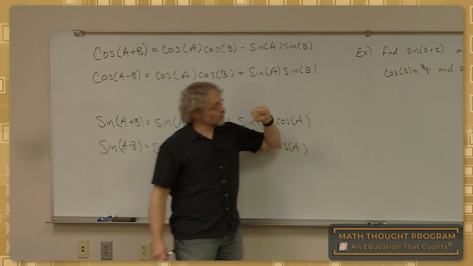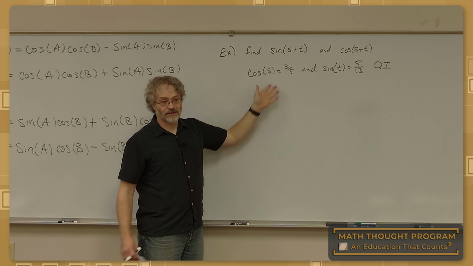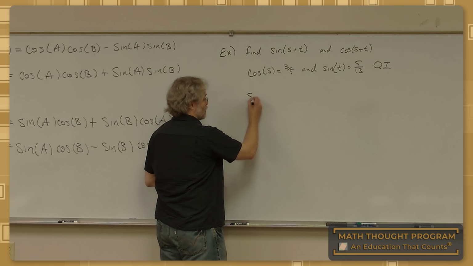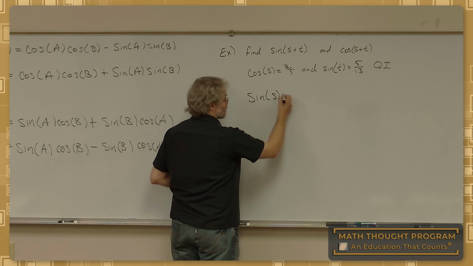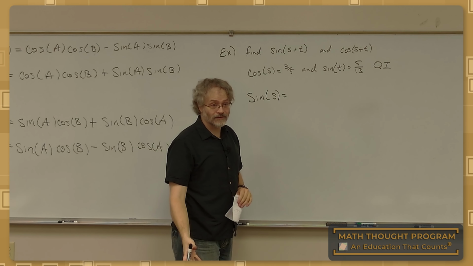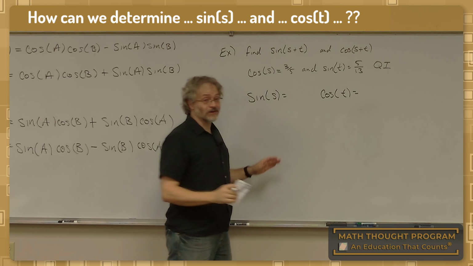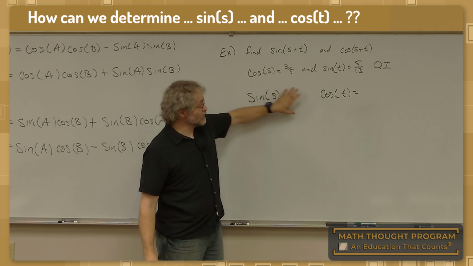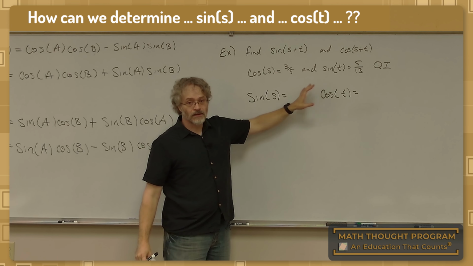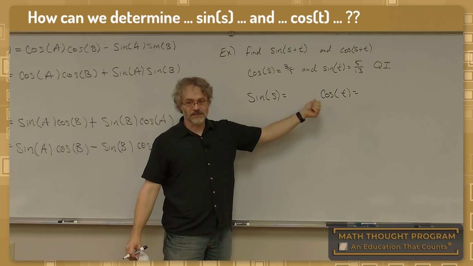Well, what we have here is cosine of s. What am I missing? I'm missing sine of s. I have sine of t. What am I missing? Cosine of t. So the hunt is on. I've got to figure out this, and I've got to figure out this. How am I ever going to figure out this value here and this value here?